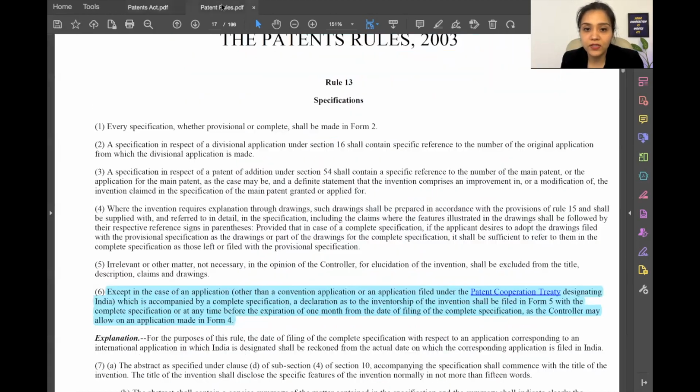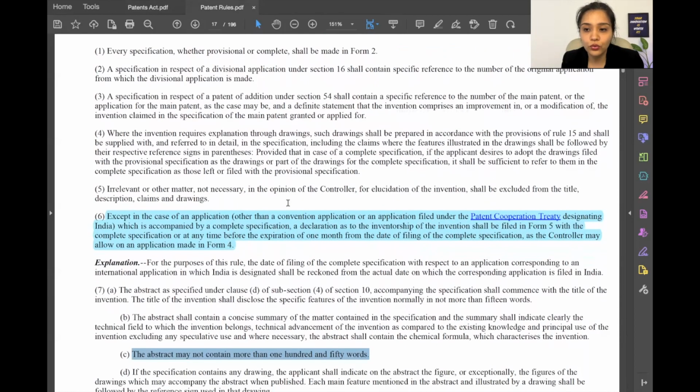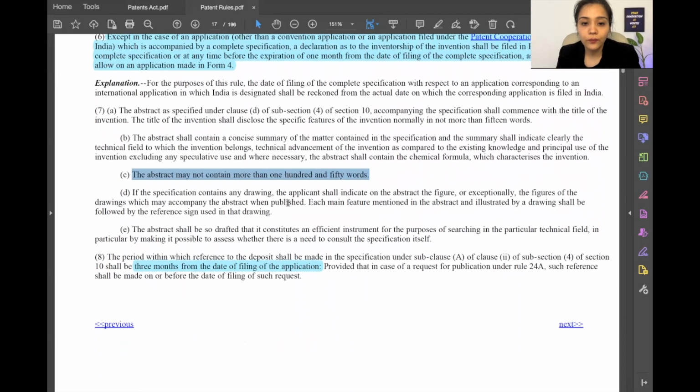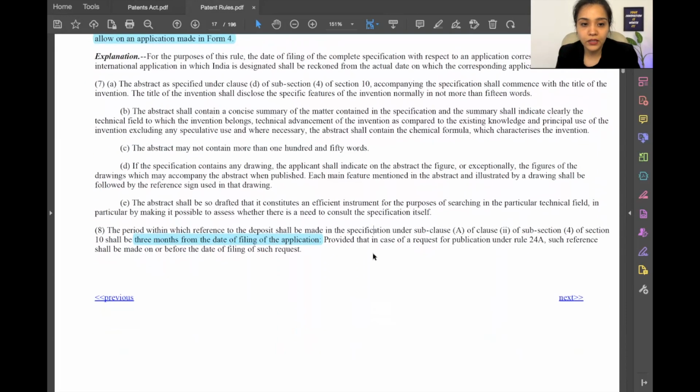Now, what is this prescribed period? If you come to rule 13, you will know that this prescribed period is 3 months from date of filing of the application. So the period within which reference to the deposit shall be made in the specification under subclause A of clause 2 of subsection 4 of section 10 shall be 3 months from date of filing of the application.